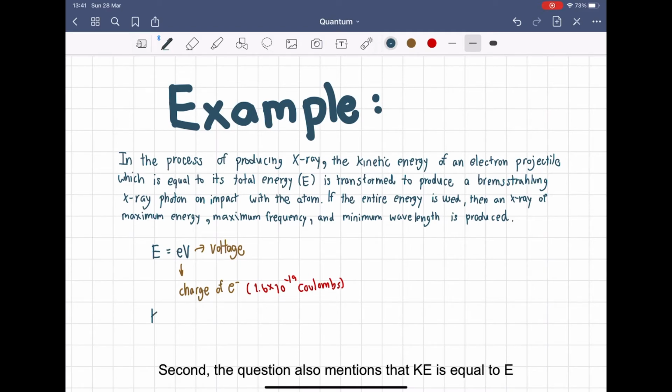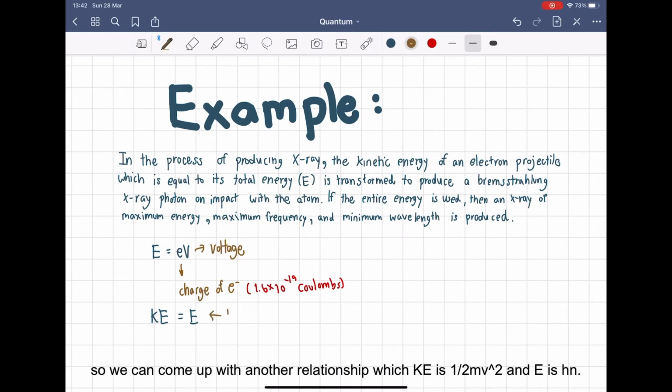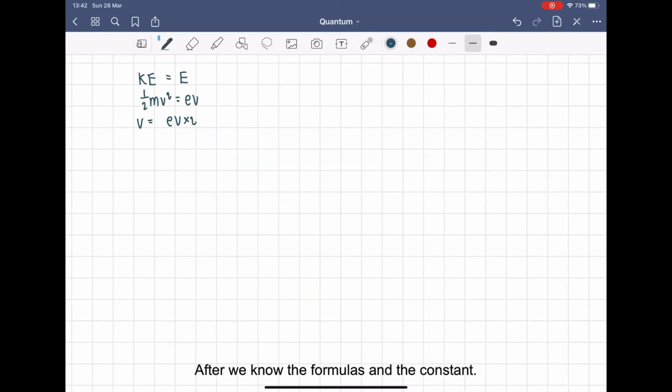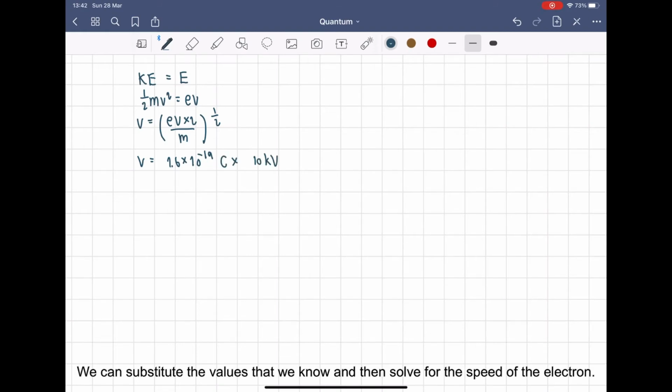Second, the question also mentioned that K is equal to E, so we can come up with another relationship, which is KE equals 1 over 2 mv squared, and E is h nu. After we know the formulas and the constants, we can substitute the values that we know and then find the speed of the electron.